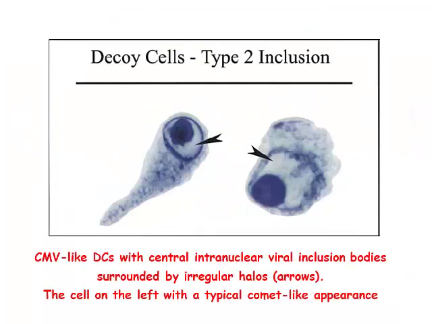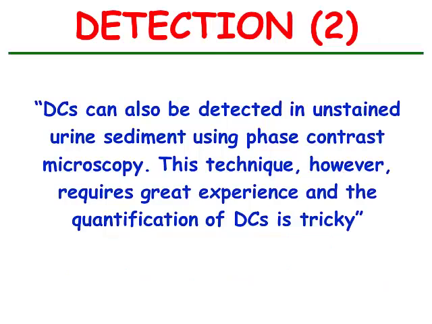Another possibility, however, again written by the expert, is that decoy cells can also be detected in unstained urine sediment using phase contrast microscopy. This technique, however, requires great experience, but the great experience, as we have seen, is also requested with the stained samples, and quantification of decoy cells is tricky. I don't agree on this aspect.